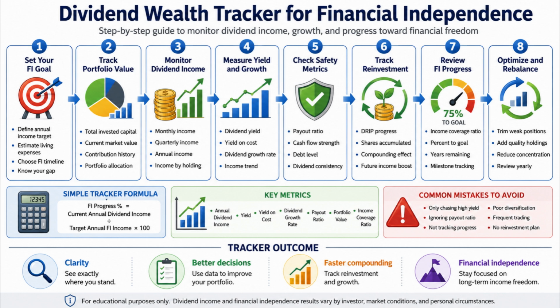Afterward, review your progress toward financial independence. One useful formula is to divide your current annual dividend income by your target annual financial independence income and multiply the result by 100. For example, if your portfolio generates 75% of your target income, you are 75% of the way toward your dividend income goal. In addition, monitor your income coverage ratio, percentage of the goal completed, estimated years remaining, and important milestones. Milestones may include reaching the first $1,000 of annual dividend income, covering a specific monthly expense, or achieving 25, 50, 75, and 100% of your target.